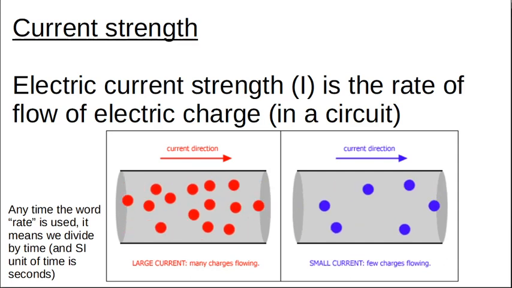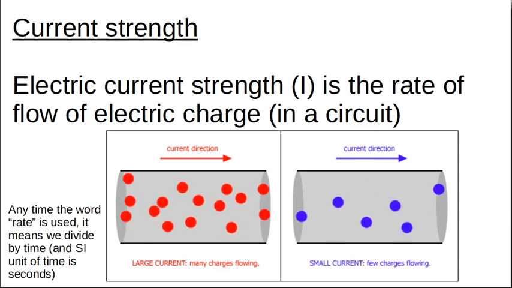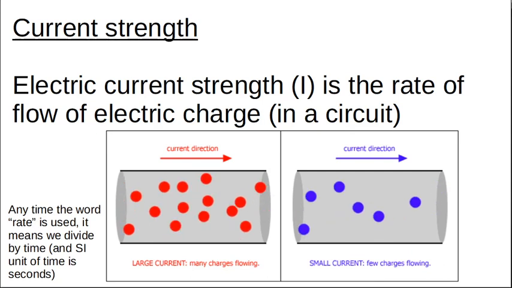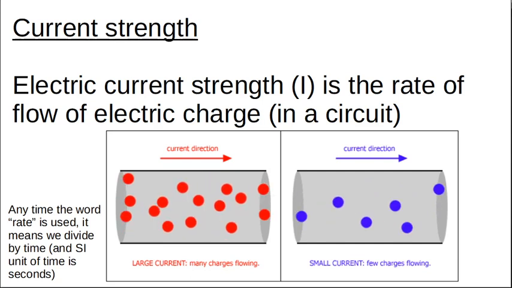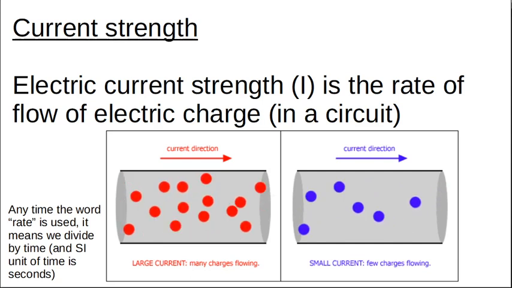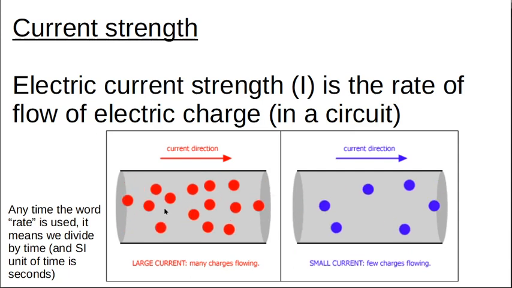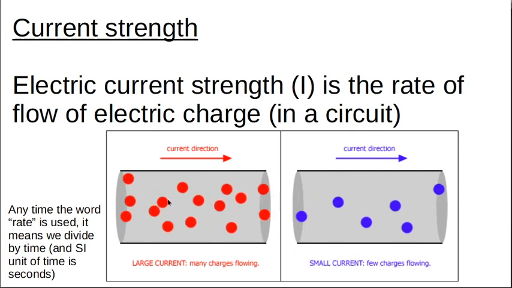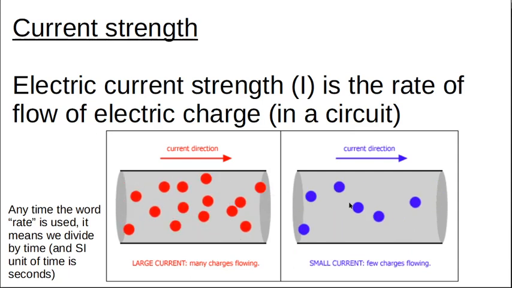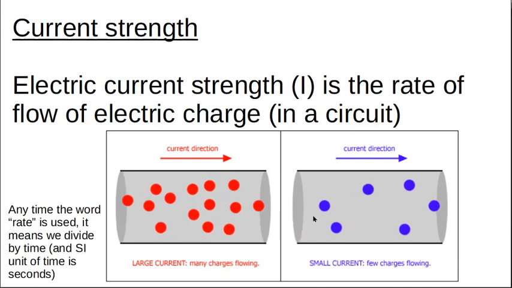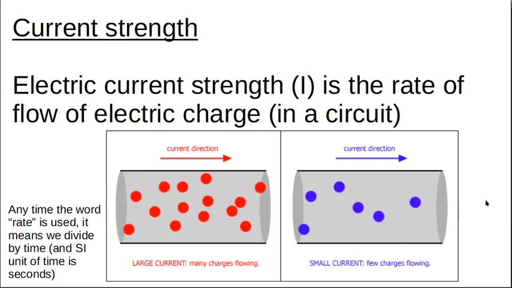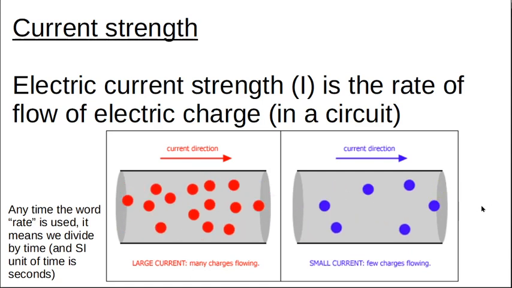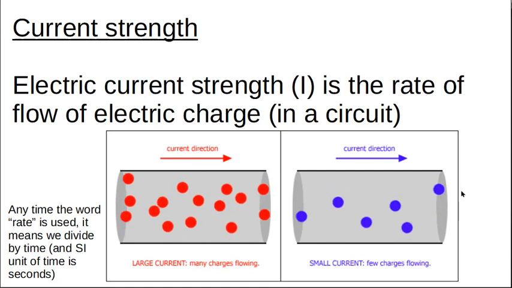Okay, so that's voltage. Let's talk about current. Electrical current strength is the rate of flow of charge in a circuit. So if you have a look here, if you've got a large current, you've got a lot of charges flowing. How much charge went past this point? If you've got a small current, you've only got a few charges flowing. Remember, these charges are based on electrons, and that Q is the symbol for charge.